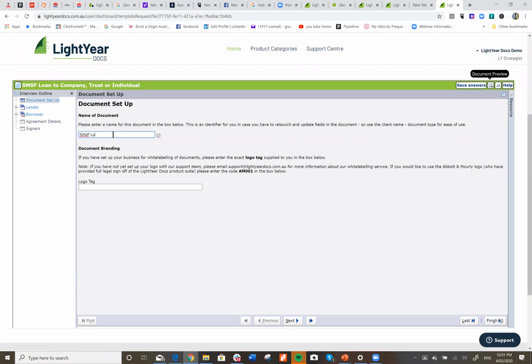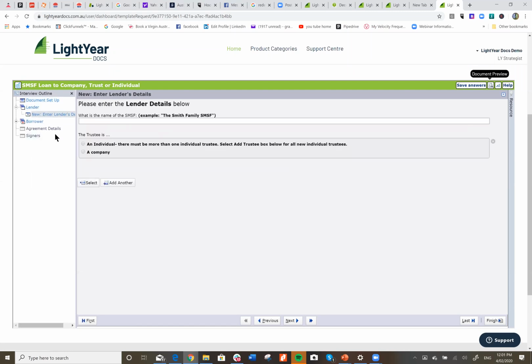So I'm going to go SMSF loan to family trust. Now here you can put down our Abbott-Morley, AM001. See that down here, it says AM001. That's a logo tag. If you've been given a logo tag because you want the white label, you're on a subscription. Unfortunately, we can't do it for PAYG users. If you're on a subscription or you're a licensee, then effectively you can white label all your documents, or simply put the legal sign off if you want, or alternatively not have any sign off. And again, it doesn't take that long.